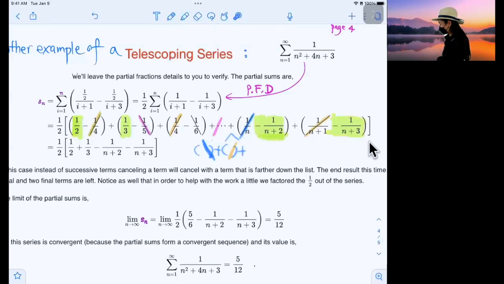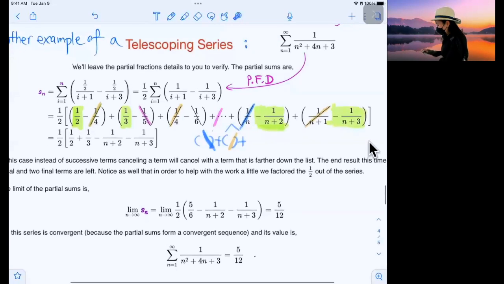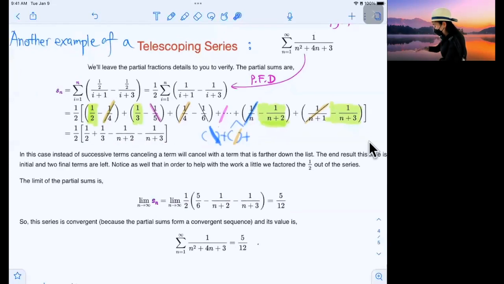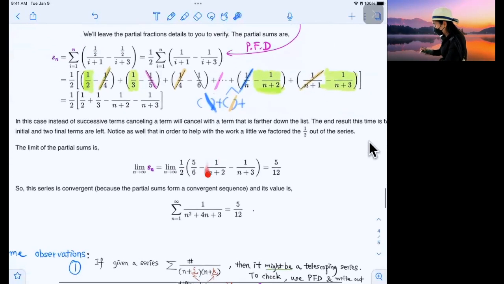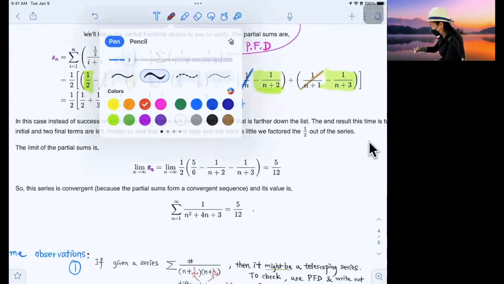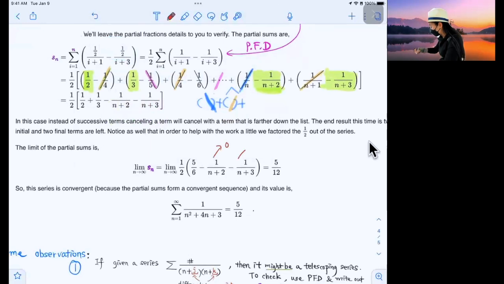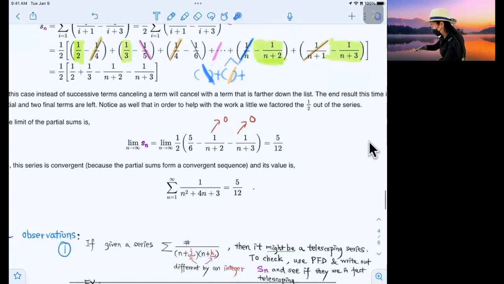Okay, they don't get canceled. So we write it down over here. Now as n goes to infinity, what happens to this one and this one? What does it go to? Yeah, they go to 0. Okay, that's the important part. So they go to 0. So the whole thing goes to 5/12. Okay, and we say the series here converges to 5/12. So this is another telescoping series.